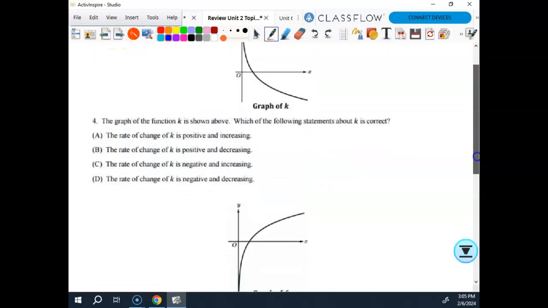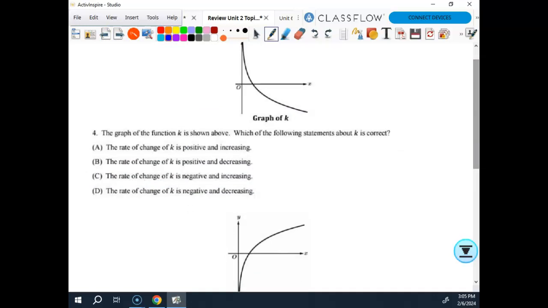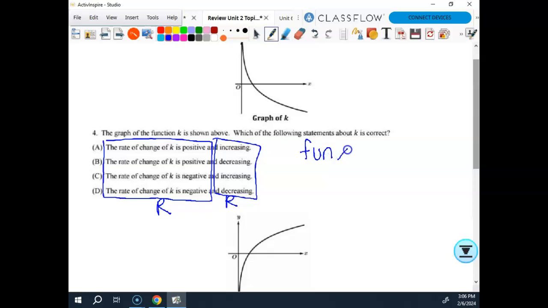Got a graph again. There's a whole bunch of these because these answer choices are all kind of worded differently. So we've got K here. So the rate of change of K is positive or negative and increasing or decreasing. Both of these are talking about the rate, okay? The rate is this and this. Neither one of them are talking about the graph itself, but I need the graph. So my fun chart, put rate there.